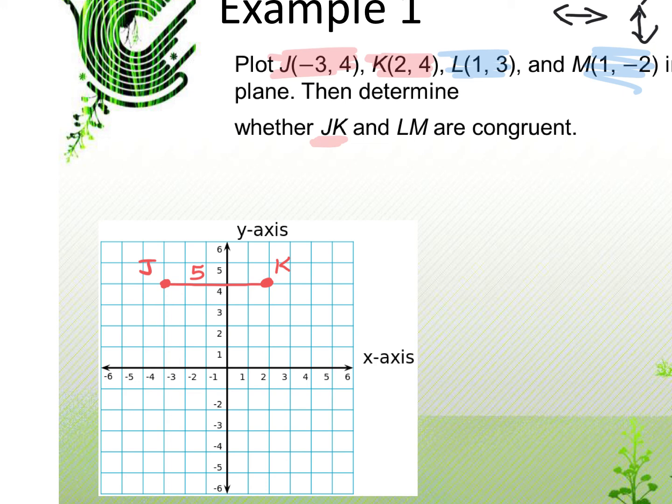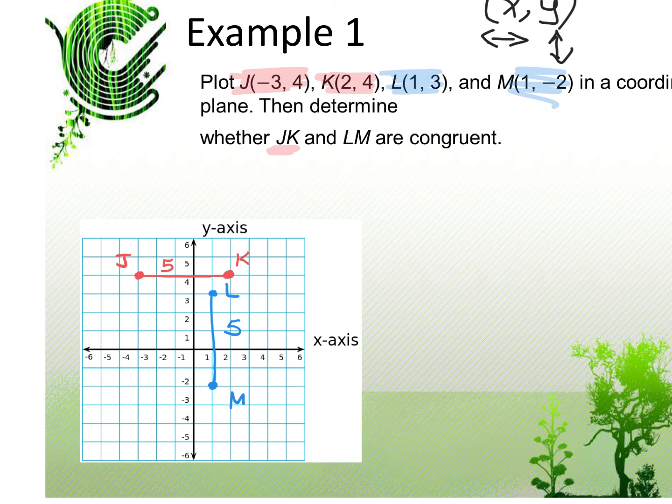So for L, I'm going to go over to +1 and then up to +3. For M, over to the right to 1, but down to -2. Connect those 2 points. I'm going to count the boxes as well. And this one also has a length of 5. So because JK has 5 units and so does LM, I could state that JK is congruent to LM. You can either write, because it's a segment, the capital letters with the bar or without.